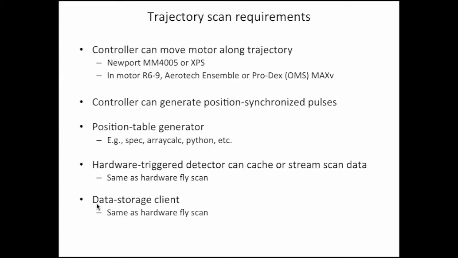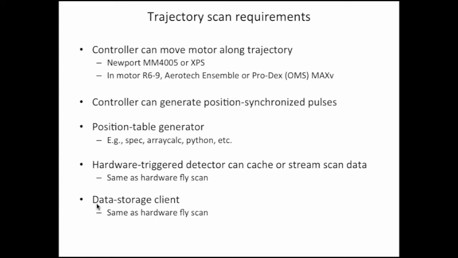So a trajectory scan has the most requirements of all. The controller has to be able to do it, and normally that's a servo motor. Well, that's not true anymore. It used to be just servo motors could do this, but now the OMS can do not a really perfect job, but a pretty good job. As long as you don't have to move really slow, the OMS controller can make stepper motors do a trajectory as well. So the controller has to be able to generate position-synchronized pulses of some kind.